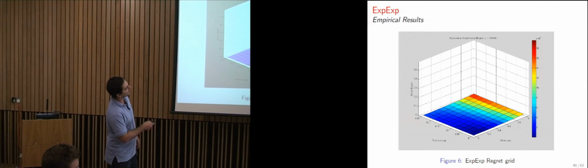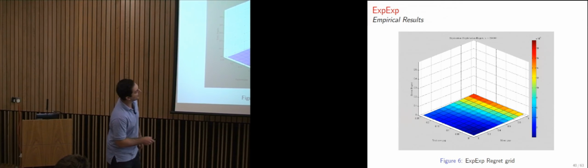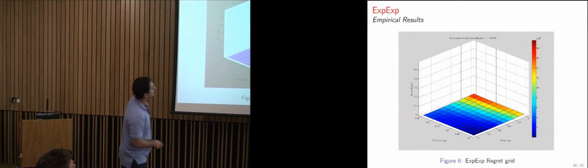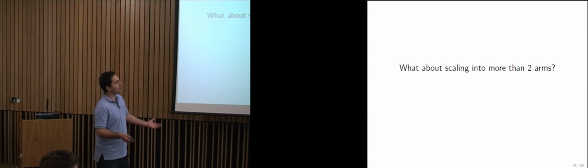And if I run this further, you can see N right here is 250,000. If you run it to 500,000 to 1 million, you'll see it basically flattening out. And the values are very small for the regret. This is 10 to the negative third. It's very small. So what about scaling to more than 2 arms?